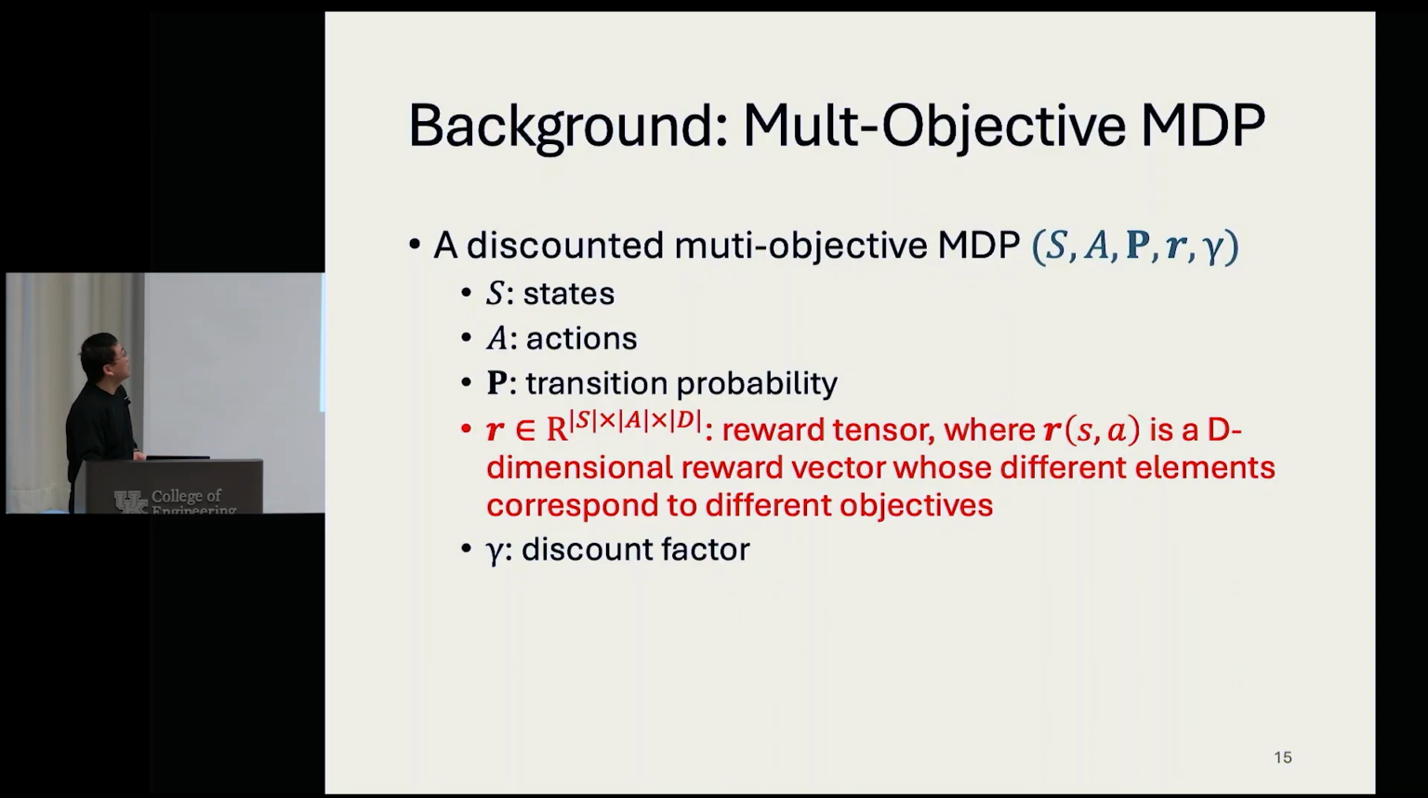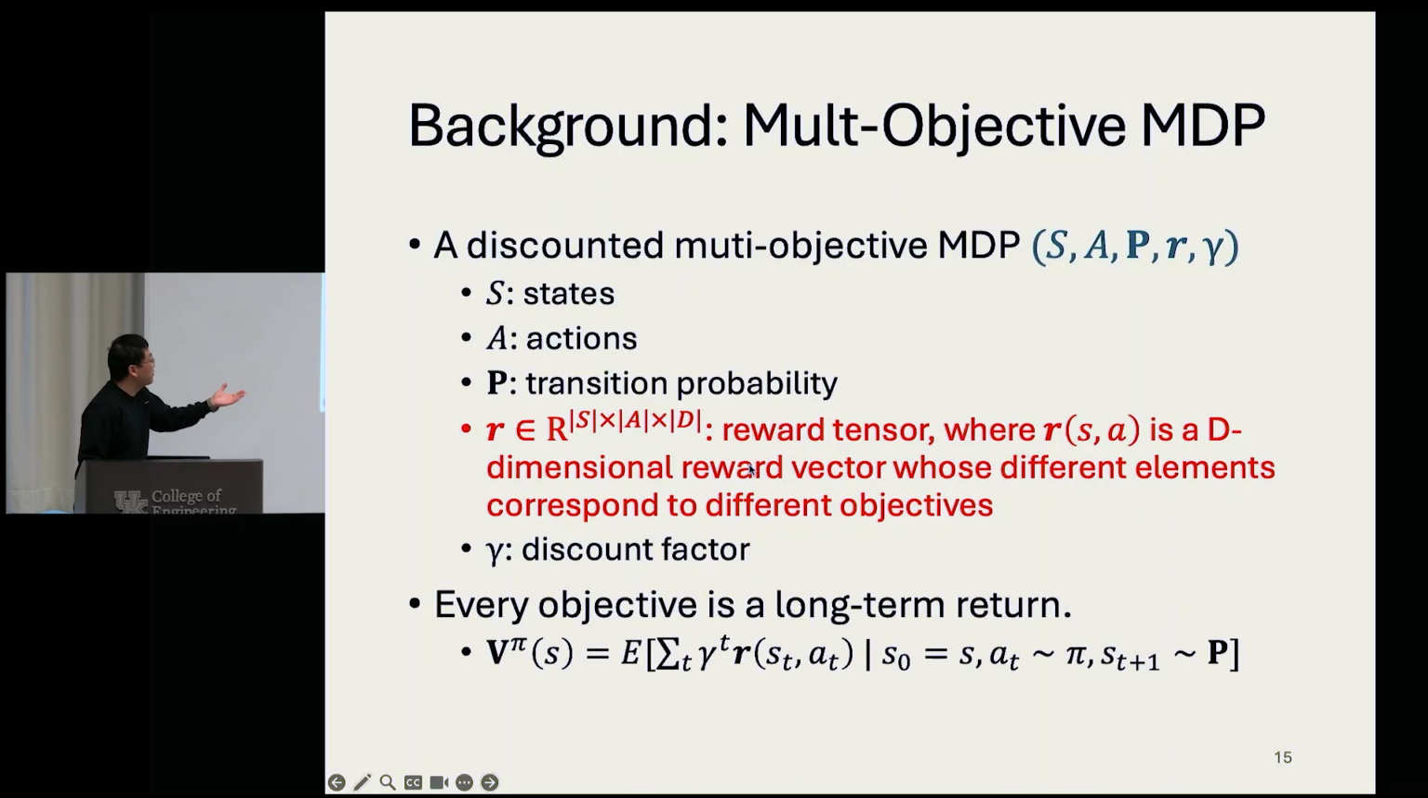So you can see there is an additional dimension in this reward. In a single objective MDP, the reward function is S times A dimension, but here, since we have d different objectives, it has an additional dimension in this reward function. Or in fact, it's a reward tensor. Right? It's no longer a matrix, it's a tensor. And the long-term return is here, right? This equation is very similar to the traditional single objective MDP, but here, since the reward is a vector for different objectives, the overall long-term return will also be a vector.